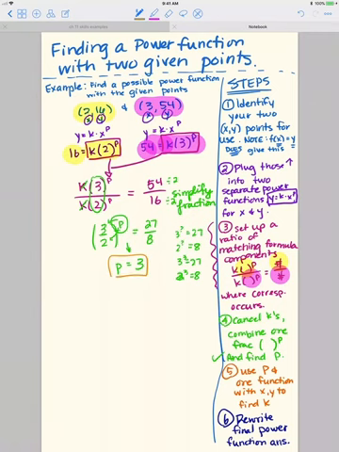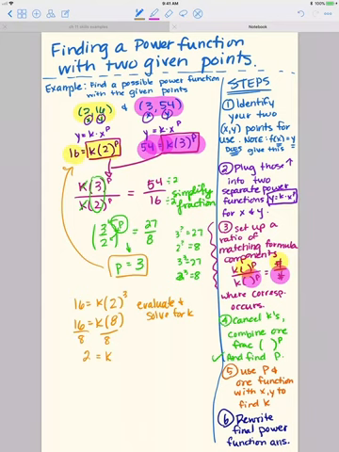Now that we found p, we're going to use that p value along with either one of the equations. It doesn't really matter which one. I'm just going to go with the first one that I made and plug it back in. So you have 16 equals k times 2 to the third power. Evaluate and now solve for k. So 16 equals k times 2 times 2 times 2, which is 8. And if I divide both sides by 8, I get that my constant is 2.